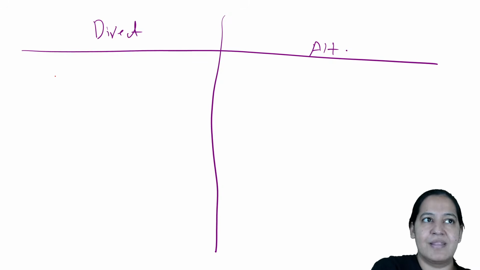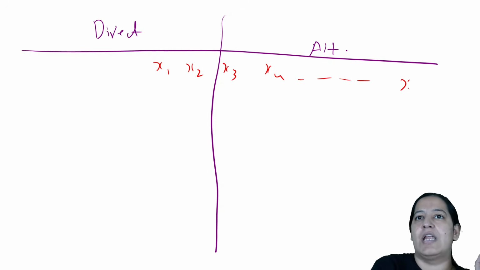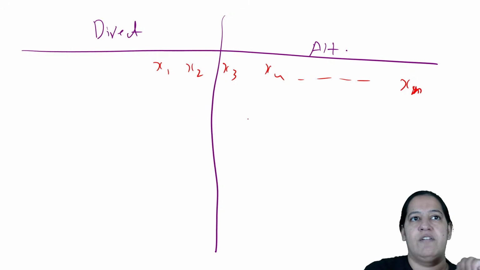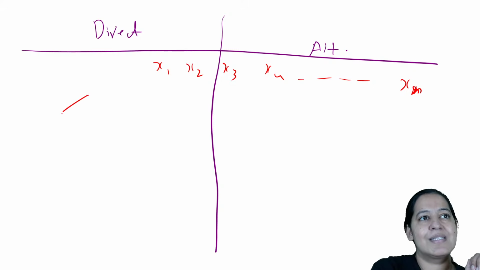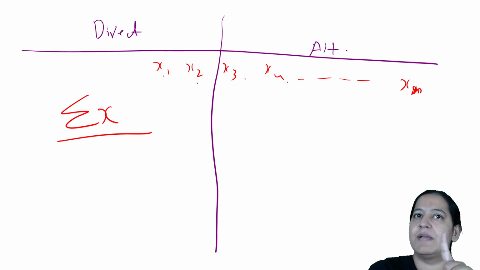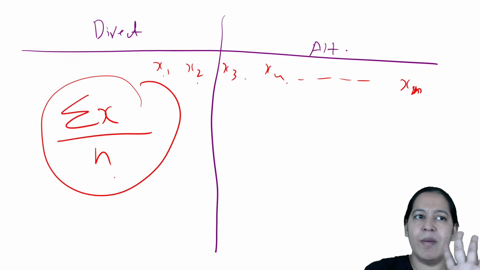For the direct method, you have a set of observations x1, x2, x3, x4 till xn. This can be 10, 20, 30, whatever it is. For the direct method, just sum all of them: x1 plus x2 plus x3 plus x4 and so on, upon n. So this is a tedious method. For small numericals, it is okay.